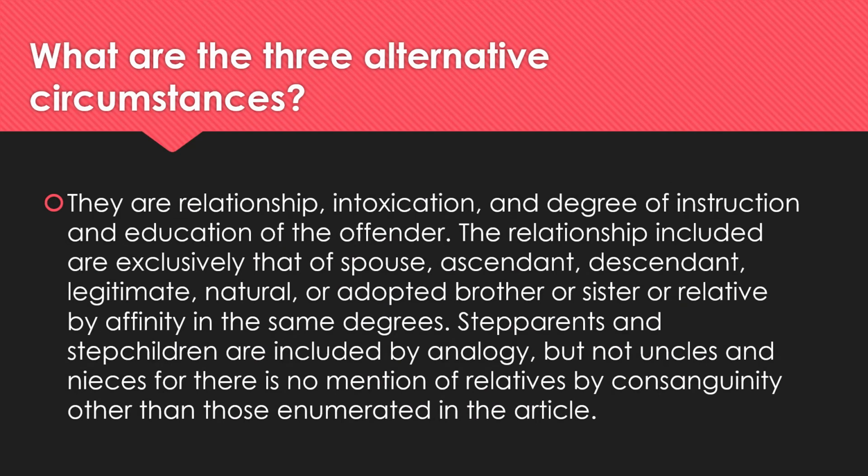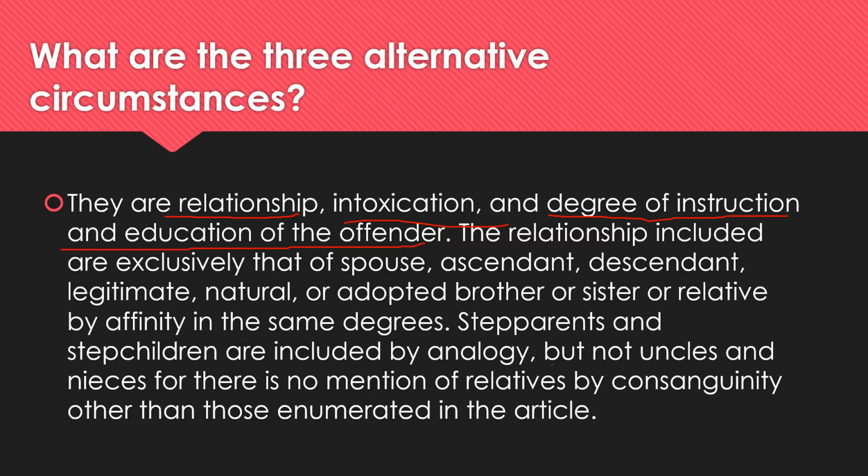Next, what are the three alternative circumstances? As mentioned in the article, they are relationship, intoxication, and the degree of instruction and education of the offender. The relationships included are exclusively that of spouse, ascendant, descendant, legitimate, natural, or adopted brother or sisters, or relative by affinity in the same degree. Others such as step-parents and step-children are included by analogy, but not uncles and nieces.